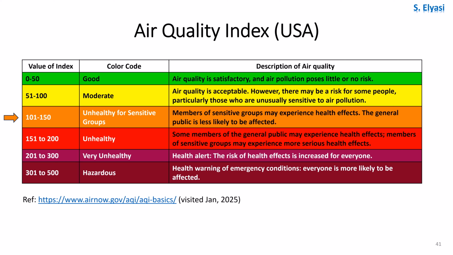The AQI is segmented into 6 categories, each associated with a specific level of health concern and represented by a unique color. This color coding system allows individuals to easily assess air quality and potential health risks in their area.